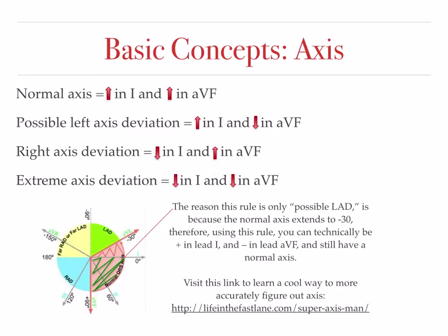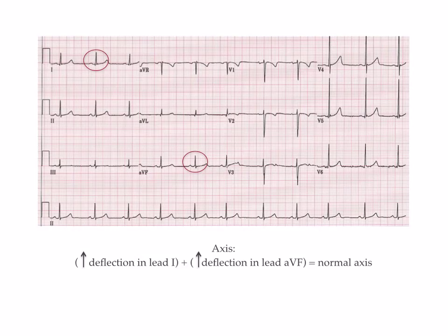So the reason that the rule is only possible left axis deviation for a positive deflection in lead 1 and a negative deflection in AVF is that the normal axis extends to negative 30. Therefore, using this rule, you can technically be positive in lead 1 and negative in lead AVF and still have a normal axis. If this is the case, you'll need to look at the other leads in order to more carefully analyze the axis. Looking at the ECG here, we see that there's a positive deflection in lead 1 as well as a positive deflection in lead AVF. Hence, this is a normal axis.